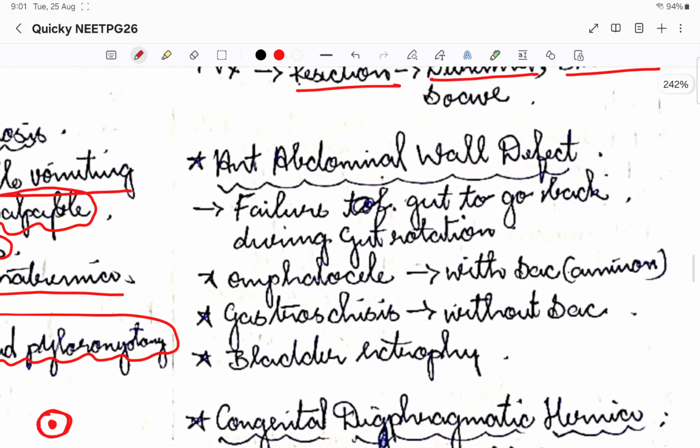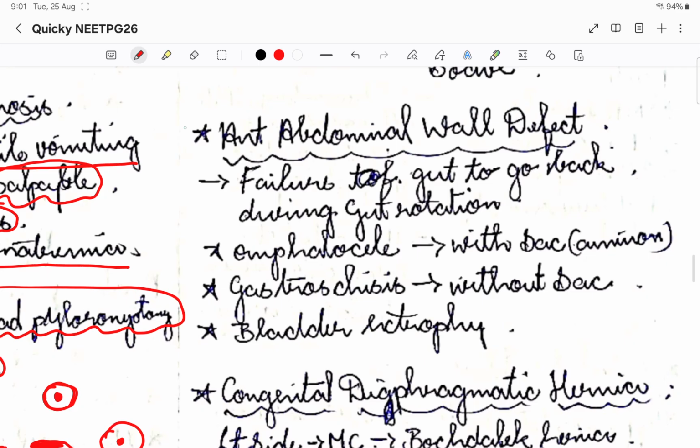Then coming to anterior wall defects, this is an examiner's favorite, so please remember this. During the embryological genesis of the gastrointestinal tract, there will be midgut rotation, you know that. We have been learning it since our first year. The midgut rotation will happen, and finally it will come to one particular position. What happens is, during the midgut rotation, the gut comes out at a certain stage, and then it will go back during the development.